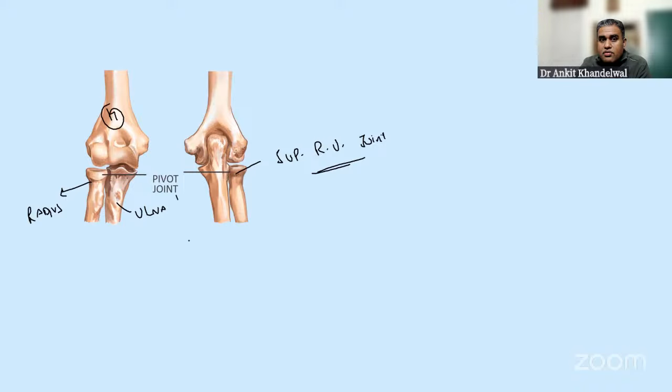If I ask you, pivot falls under which axial? Non-axial, uni, biaxial, or multi? Answer is it is uniaxial. Movement in one axis only. Let us see more examples.